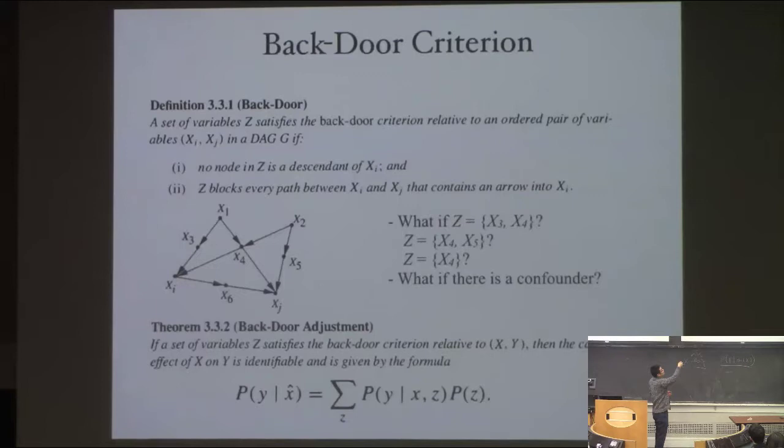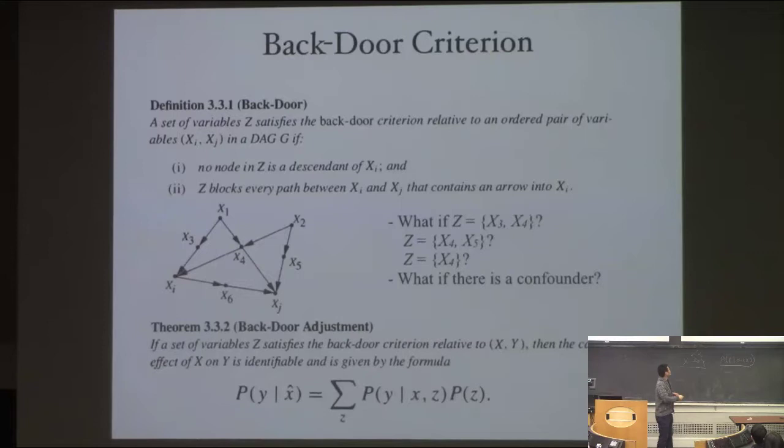They can only be here. And then the second condition says that z blocks every path between xi and xj that contains the arrow into xi. That's why we say it's a backdoor criterion. We only care about the backdoor paths, which are into xi. That's backdoor, right? Not front door. This is the front door of xi relative to xj, and over here you have backdoor. So z blocks all the backdoor paths into xi. Backdoor paths between xi and xj that are into xi.